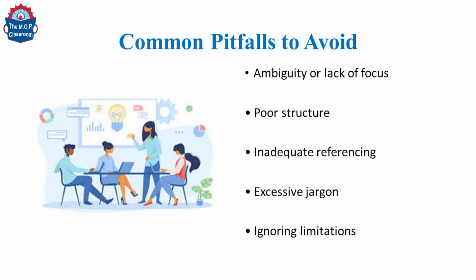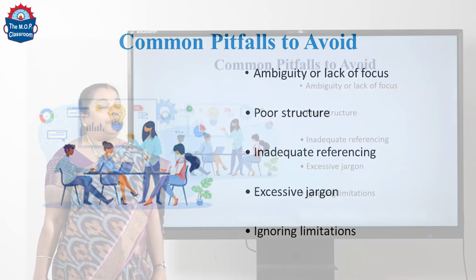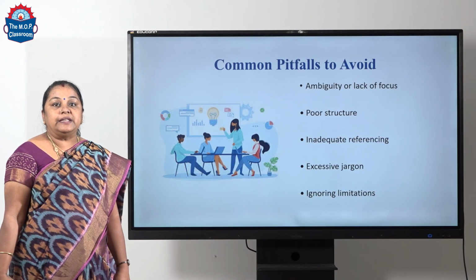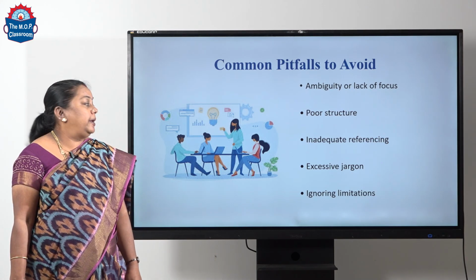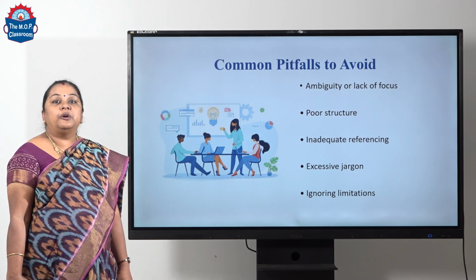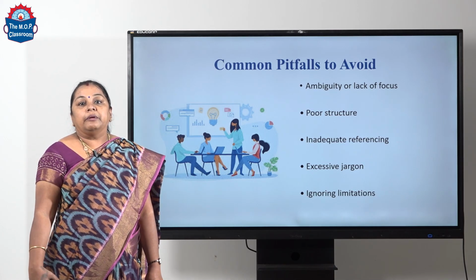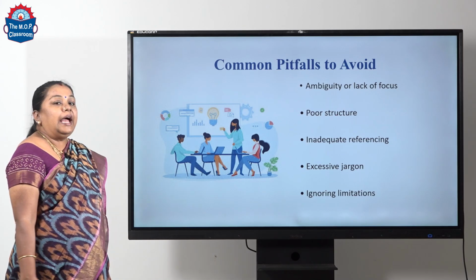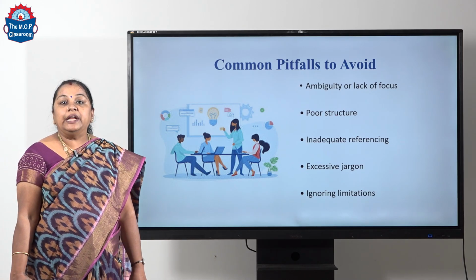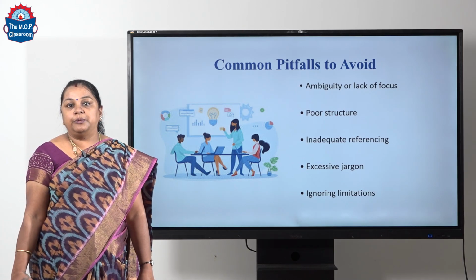Common pitfalls which you need to avoid during your research process: lack of focus, poor structuring or poor ordering, and then inadequate referencing. If you miss to mention the referencing, remember that it might go to your plagiarism. Excessive jargon should not be used so that people who read would be able to understand your purpose of the study, and at last you should not ignore the limitations of the study which have to be mentioned.